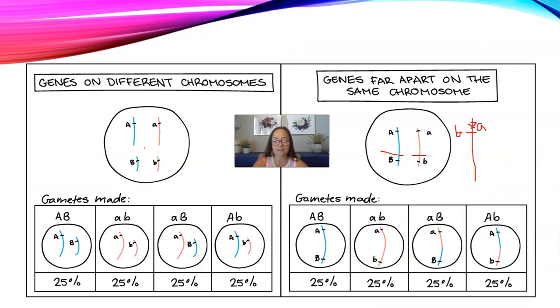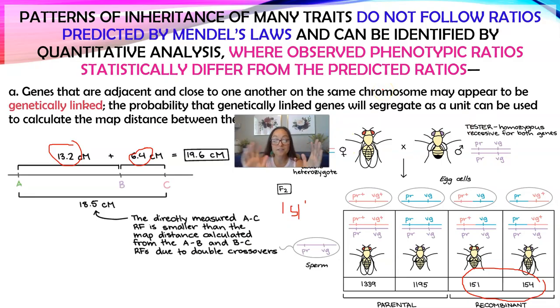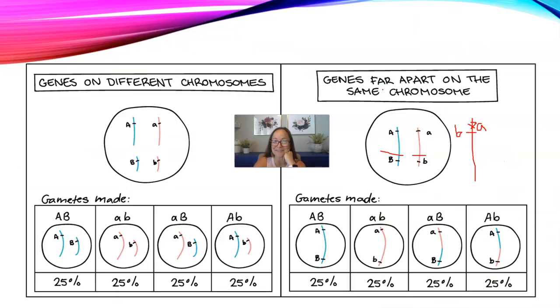So the fact that 6.4 is small, smaller than 13, tells you that B and C are closer together, and then A and B are further apart. I think I have other videos on this that hopefully do a better job explaining it.